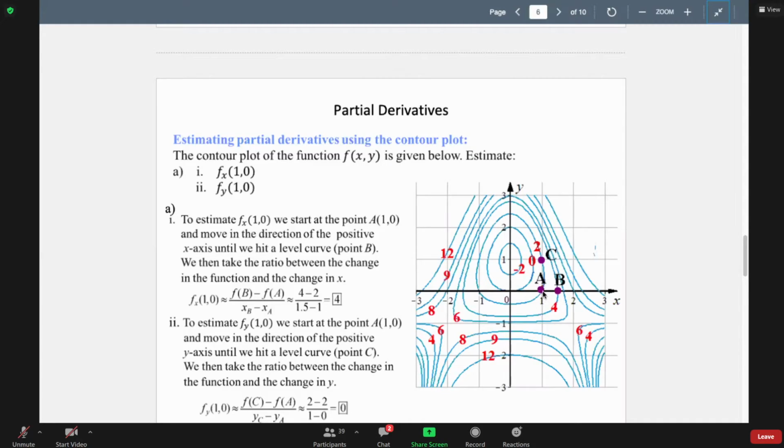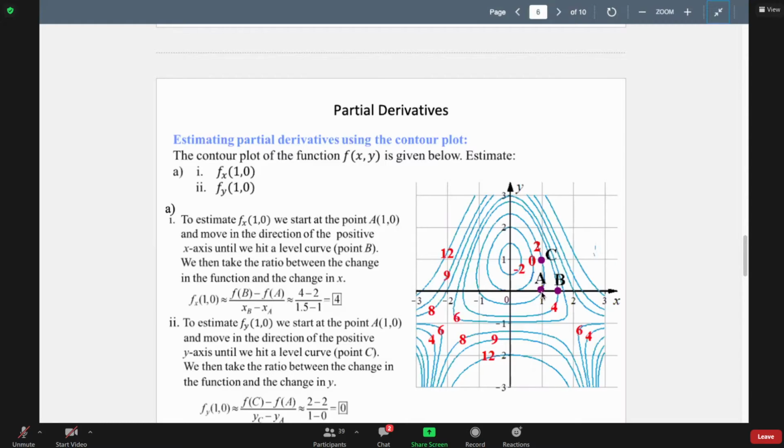So what is the value at the point B? Those red numbers are the values. This is the level z equal 4, z equal minus 2, z equal 0. So the value of the function is 4 all over this curve, and so on. For example, on this curve, the value of the function is 12. That's the notation for those contour plots. So the value of the function at B is 4.